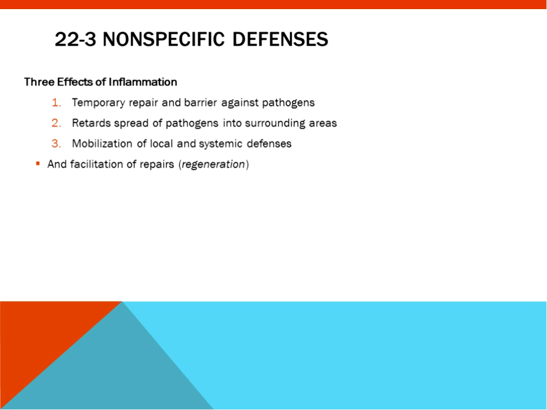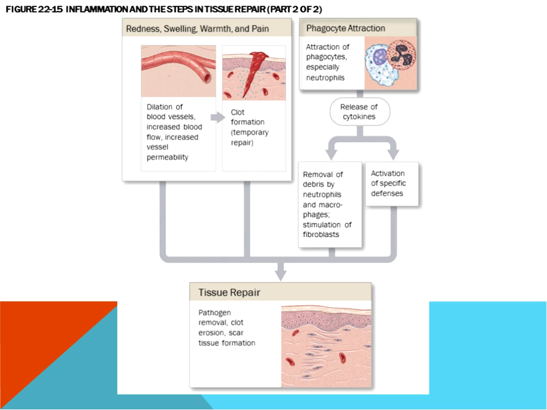The effects of inflammation are, for one, which we've already talked about, it keeps the growth of the pathogens from going to surrounding tissue. So that's the swelling we have. We want to keep the pathogens localized. We don't want them to spread all over the place. It also rings the alarm. So it mobilizes the local and the systemic defenses so that we can have more white blood cells, more immune cells, if you will, come to the area and deal with this infection. And then inflammation can also, because of the chemicals that are released, temporarily repair and create a barrier against pathogens.